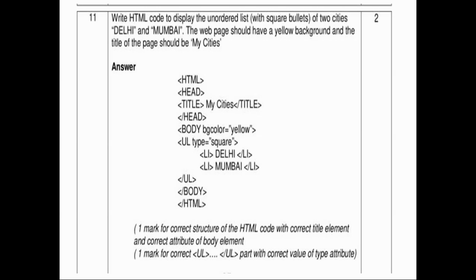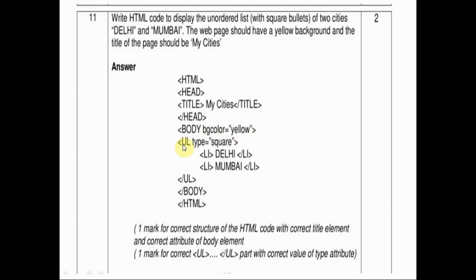First we have to start with HTML tag, then we will write the head tag, then we will write the title tag. As in the question given, we have to use the title My Cities. We will write My Cities in the title tag. Then we will close the title tag. Then we will close head tag. And we will start body tag. In body tag, we have given in the question, we have to use the background as yellow. So in body tag, we will write body bgcolor is equal to yellow.